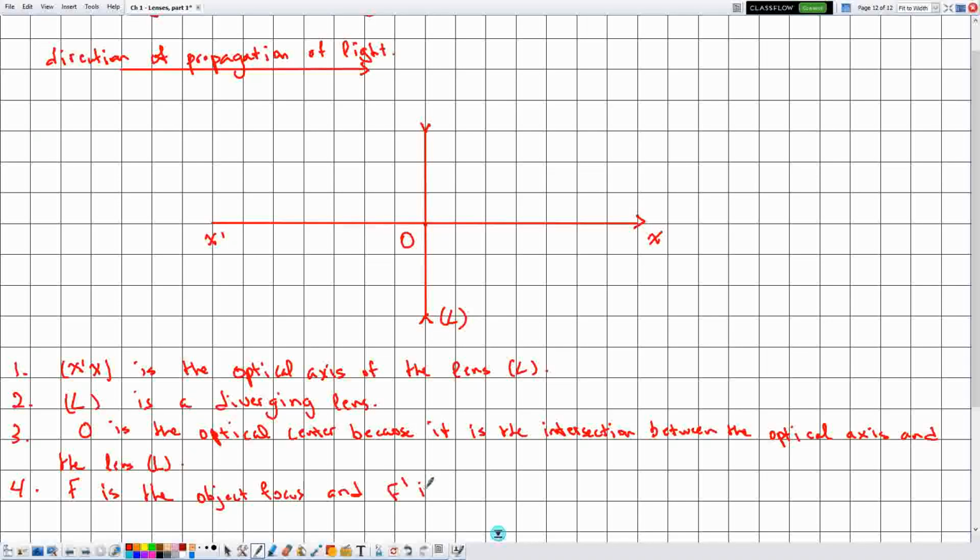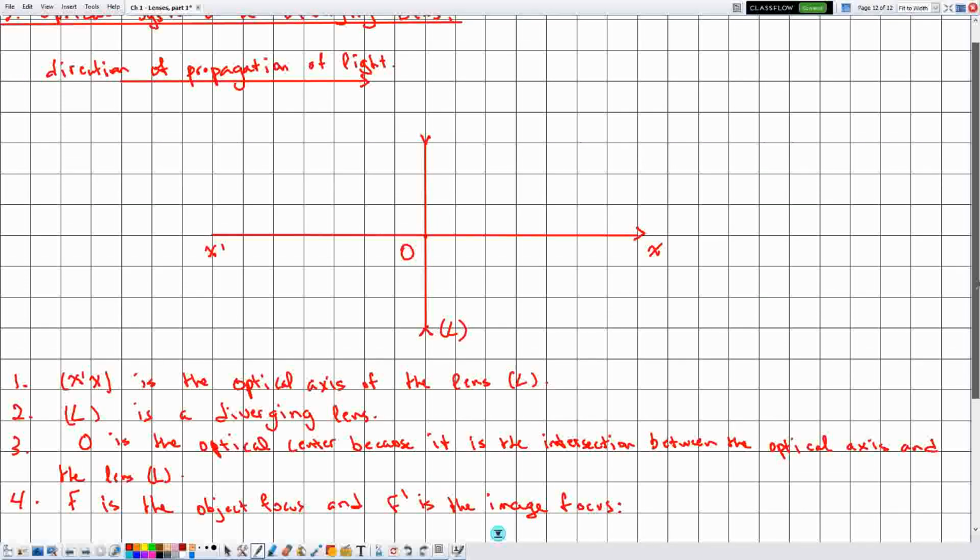And F prime is the image focus. Now here we will start to see some difference compared to the converging lens. First of all, because the direction of propagation is from left to right and the lens that I'm using is a diverging lens and not a converging lens, then we will place the image focus on the left and the object focus on the right. I repeat, because the lens here that I'm using is a diverging lens and the direction of propagation is from the left to right, then I place the image focus on the left and the object focus on the right.